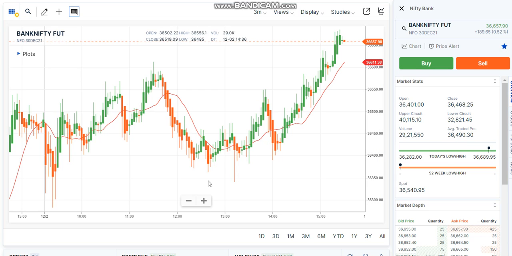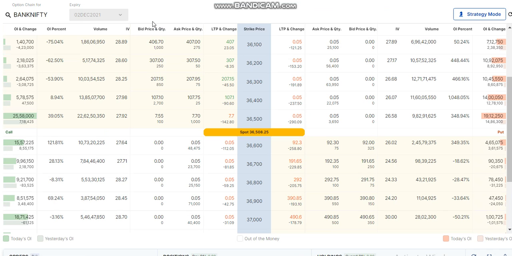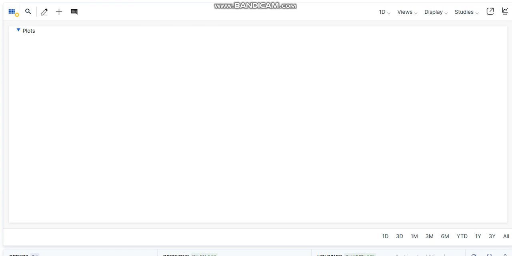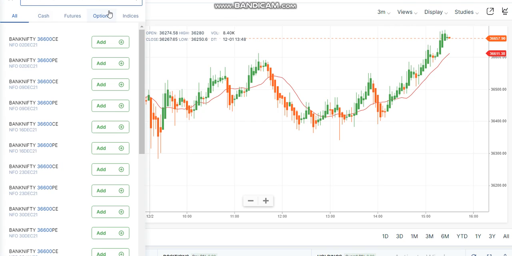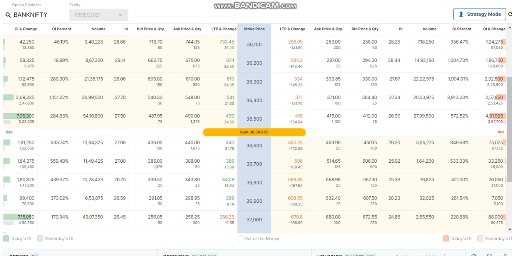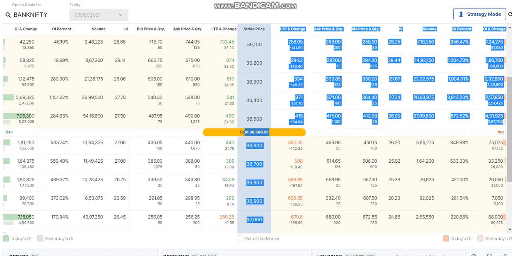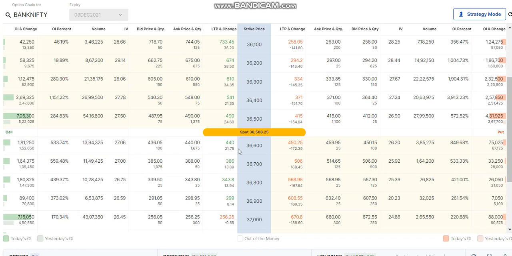Coming to today's movement, what we can expect is, we'll open the option chain data. One second, we'll open the option chain data for next week. Yeah, this is the option chain data of the Bank Nifty for the next coming week, that is 9th of December 2021. You could see here the spot price is 36,508, and the current out of the money strike price's premium itself is 440 rupees, and the same thing with respect to PE also, that is 415 rupees approximately, as you could see on the screen.